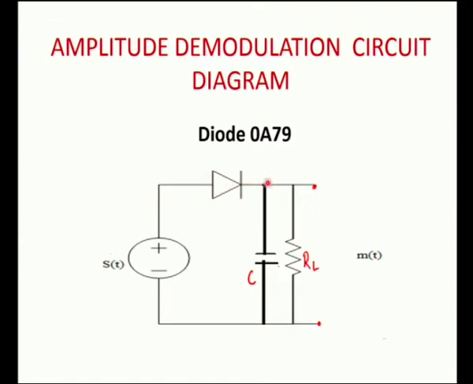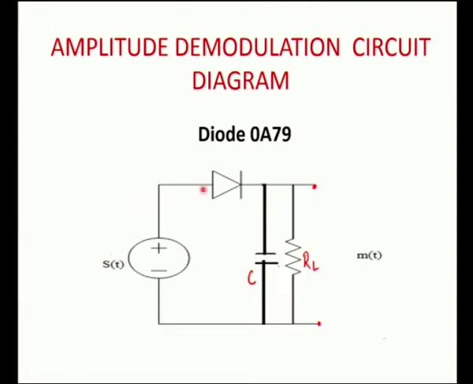Whenever the diode conducts, the capacitor starts charging to that voltage. Once it charges up, the capacitor voltage becomes higher compared to the input voltage, so the diode will not conduct. At that instant of time, whatever the capacitor has stored will start to discharge through the load resistor RL.